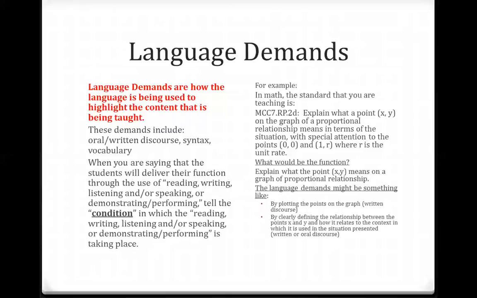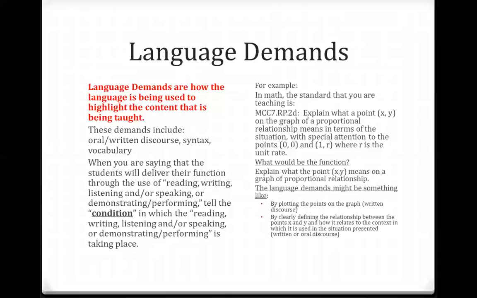Also the main idea or central focus of the lesson. Well, how are we going to get the students to explain? How are we going to get the students to demonstrate the function? What conditions are we going to use? Well, one of the language demands might be something like this.